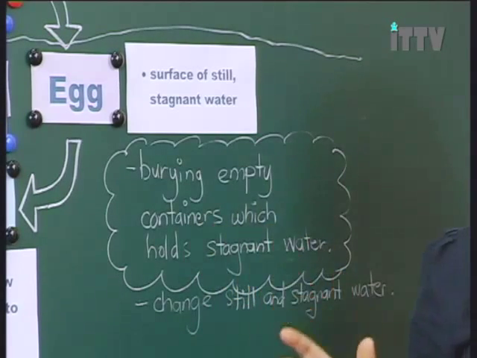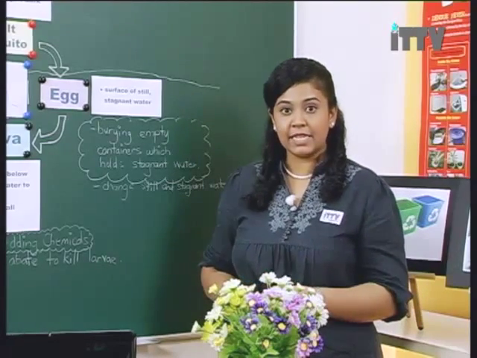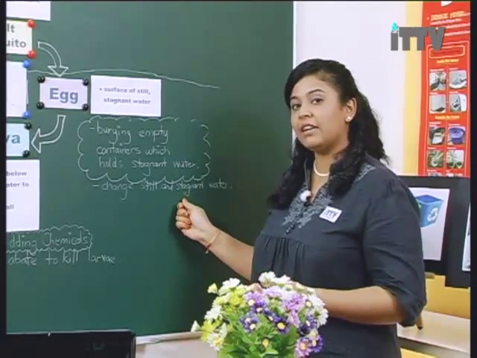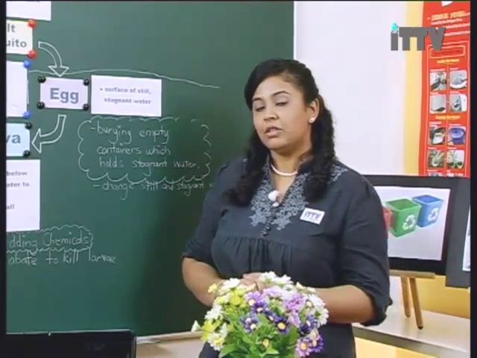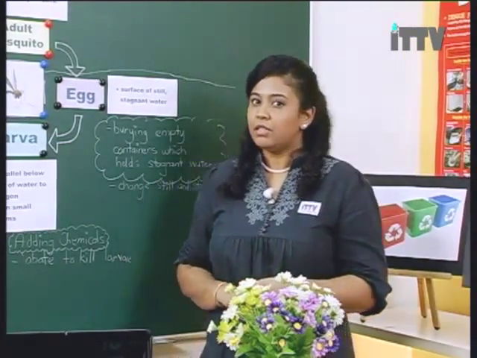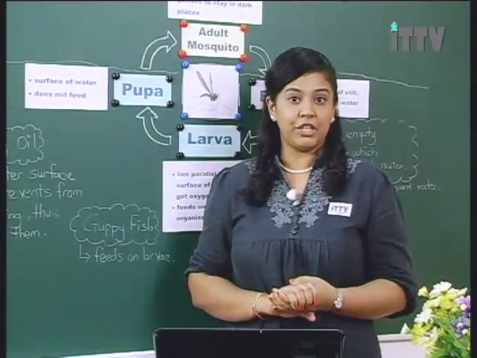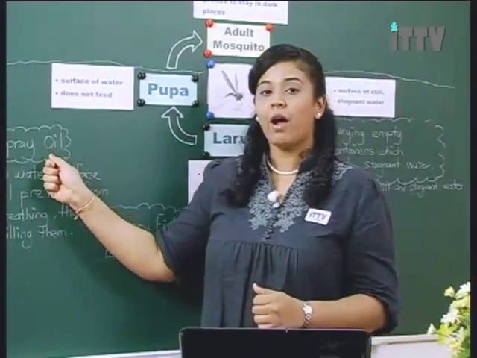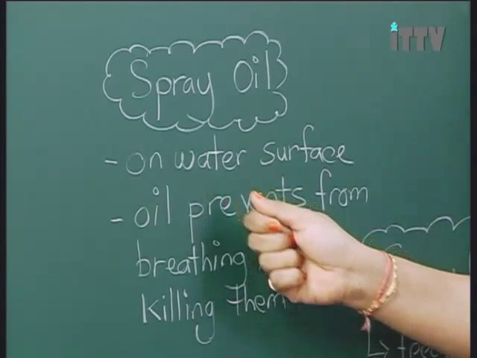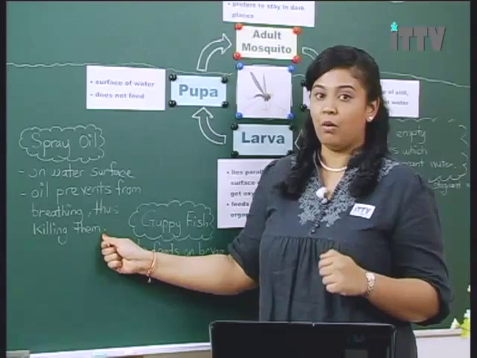By burying the empty container, you are discouraging the adult mosquito from laying eggs and you are not providing water, that is still and stagnant water, for it to lay eggs. So this is how we can prevent the mosquito from laying eggs. This is one stage. Let's move on. What happens to larva and pupa stage? Number 1, spraying oil. By spraying oil on the water surface, the oil prevents them from breathing, thus killing them. Now, kill whom?